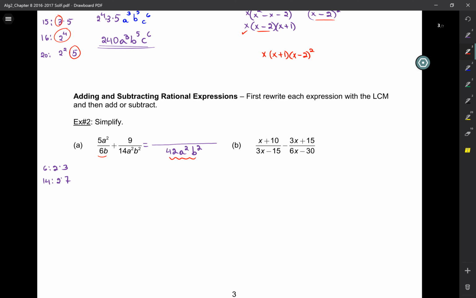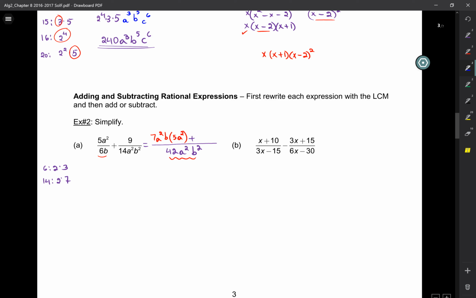Another way to do it is, if you were to do a squared b squared over b, what would cancel and what would be left over? A squared b would be left over, right? So it's 7a squared b times that numerator. So it's 7a squared b times 5a squared. Now, there is a plus in the middle.